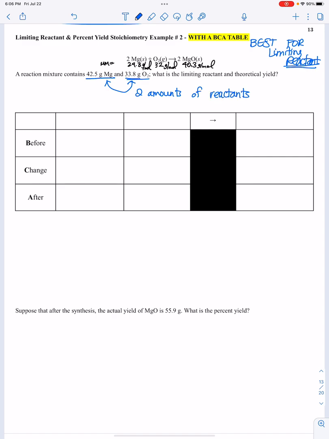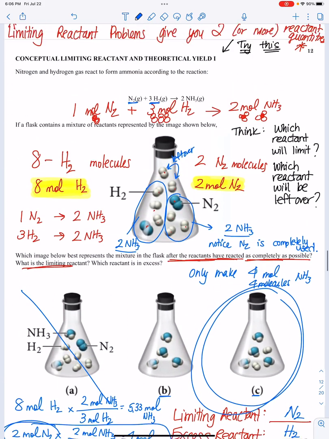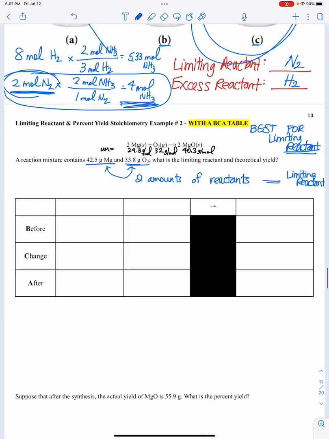If I have 2 amounts of reactants given, this is automatically a limiting reactant problem. And I have to think, okay, which of these reactants is going to give me my least moles of product, right? So I'm going to go all the way back to this now. I have to figure out what my limiting reactant is and do a setup like this, where I do a mole-to-mole ratio and figure out which of my reactants is going to give me my least moles of product. So let's go back to it.